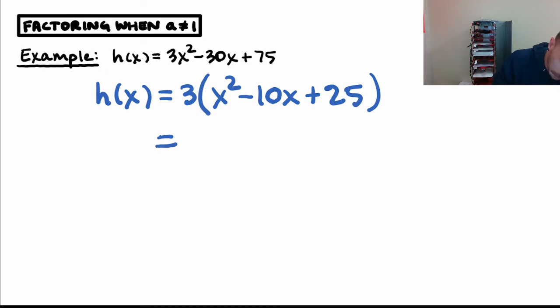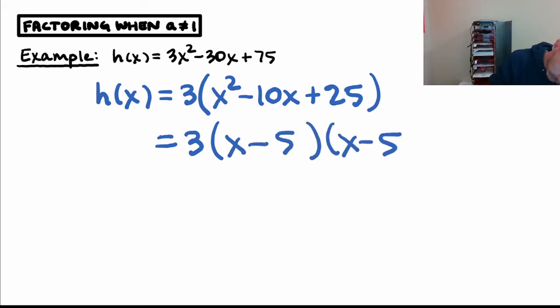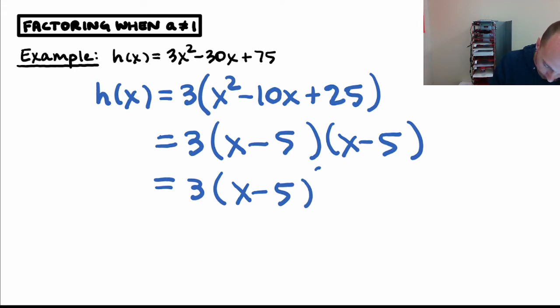But that won't always be the case that we can pull that 3 out of every term. So we had 3, and then I think about two numbers that multiply to 25 and add to -10. That's going to be -5 and -5. So I'd have 3 times (x minus 5) times (x minus 5), which I could rewrite as 3 times (x minus 5) squared if I wanted. Okay, so that's where we were.